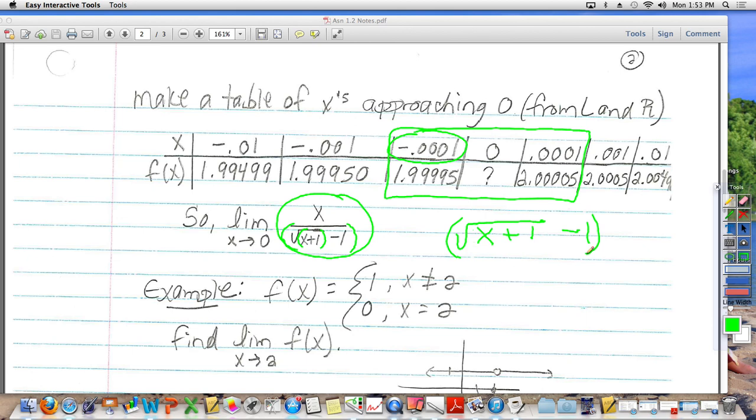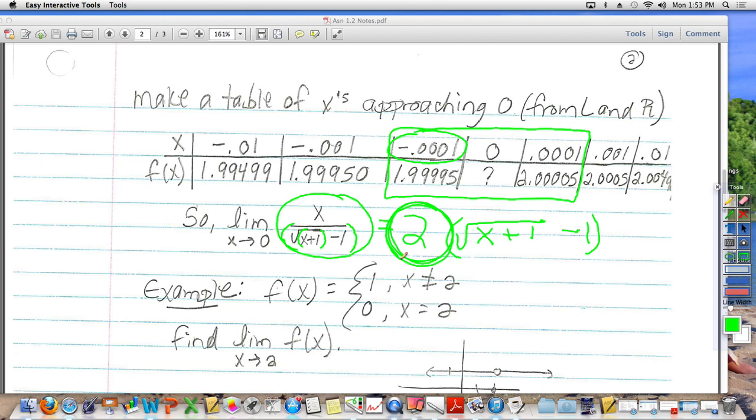So obviously, let's go down here. We're at 1.99995, and then right after it, we have 2.00005. What's it getting close to? Getting close to 2. So the limit, as x approaches 0, of x over the square root of x plus 1 minus 1 should give us an answer of 2.